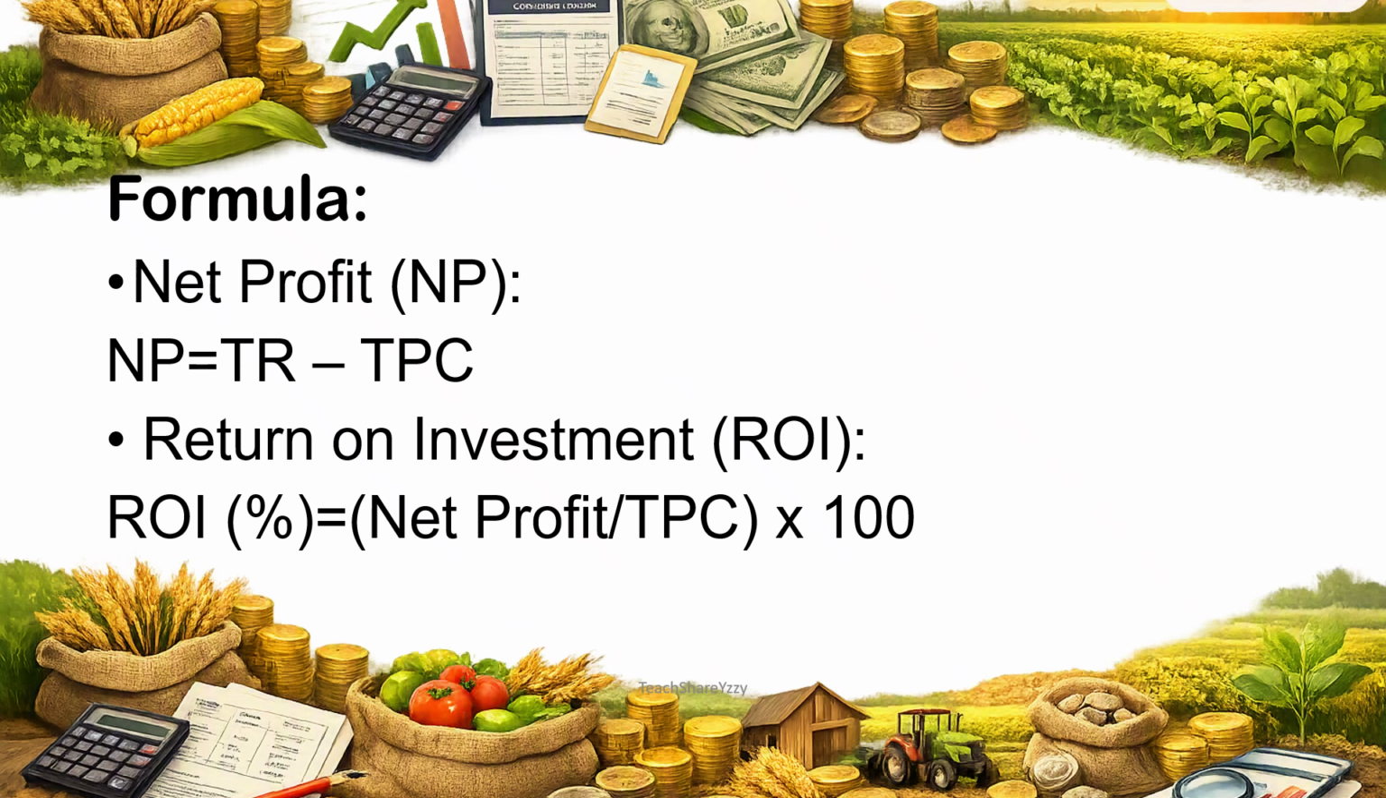Return on investment, or ROI, shows profitability in percentage terms. ROI percentage equals net profit divided by total production costs times 100. So, 15,000 pesos divided by 35,000 pesos times 100 is equal to 42.8%. This means the farmer earned about 43% profit compared to what he invested. ROI helps farmers compare different crops and decide which is more profitable.